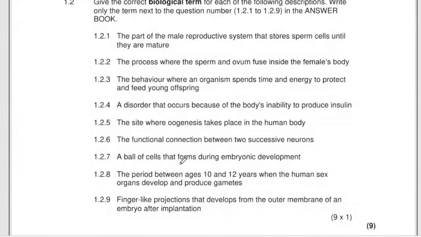They're saying the part of the male reproductive system that stores sperm cells until they mature. We have been singing this song: this is called the epididymis. The process where sperms and ova fuse inside the male's body, how do we call that? Since it is inside, they talked about the word inside, so I will add the word internal. But sperms and ova fusing together, then I'm going to say it is fertilization.